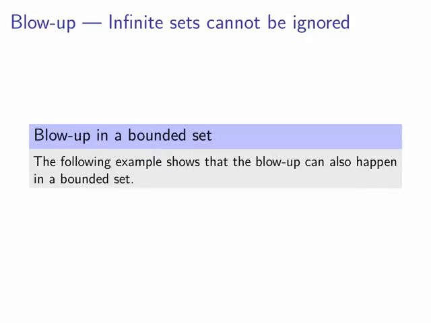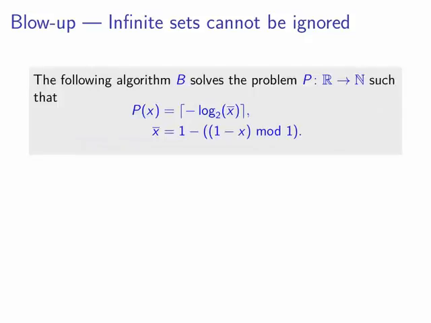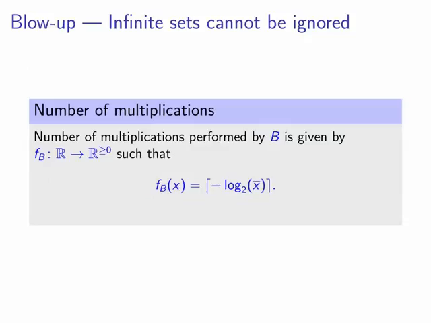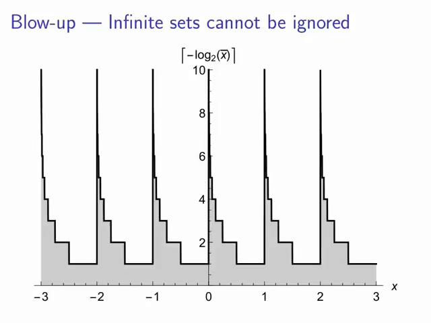The following example shows that the blow-up can also happen in a bounded set. So here is another problem, which is a function from real numbers to non-negative integers. And here's a Python program to solve this problem. The cost function for this algorithm is here. And the graph of that cost function looks like this. There are infinitely many blow-ups, and each blow-up is contained in a bounded set.